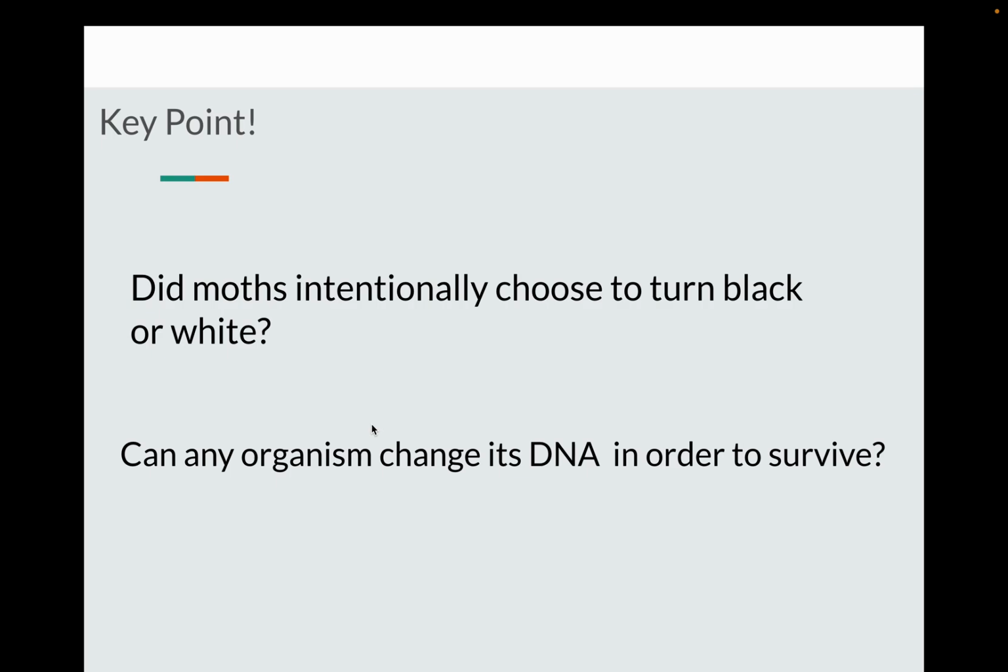Now, a couple of key points. Did any moth intentionally choose to turn black or white? Could a white moth look around and say, hey, it looks like this adaptation that I have to be white is no longer beneficial, I should turn dark? Of course not. Plants and animals are just given the DNA that they're given. No organism can change its DNA in order to survive. No organism, no single individual can evolve. To evolve means to change over time, but it never happens to an individual. No individual changes from white to dark over time.